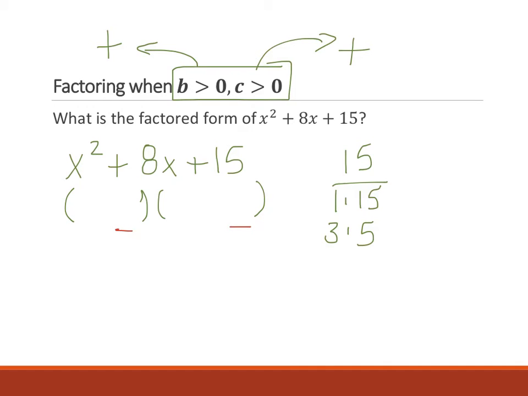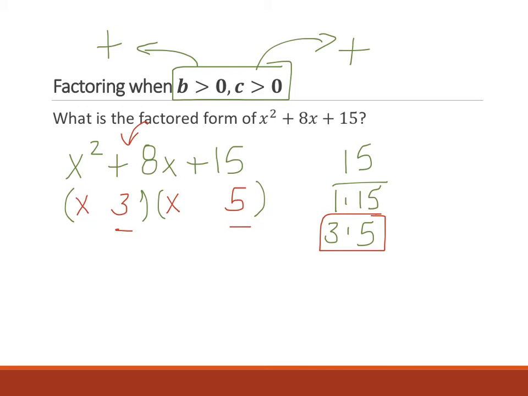I know that the first two parts of my binomials will have to be x and x because x times x gives me back x squared. So I ask myself the question, of the pairs of numbers that multiply together to give me 15, which pair would also add to give me positive 8? Well, 3 plus 5 is positive 8, so I'm going to say that this number is probably a 3 and this number is probably a 5.